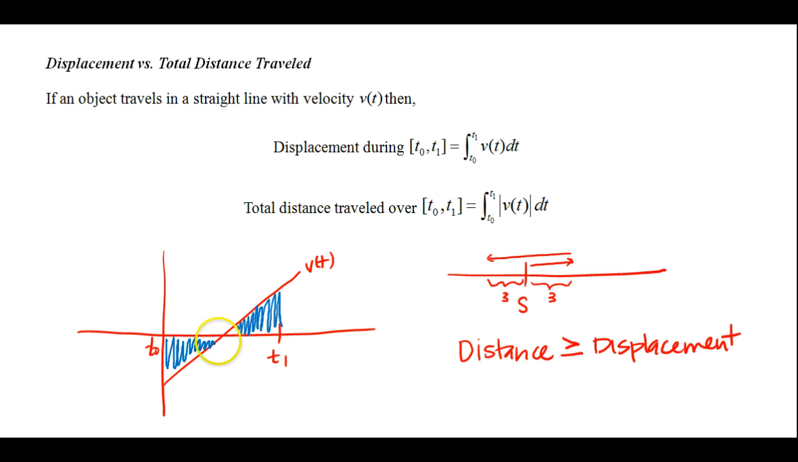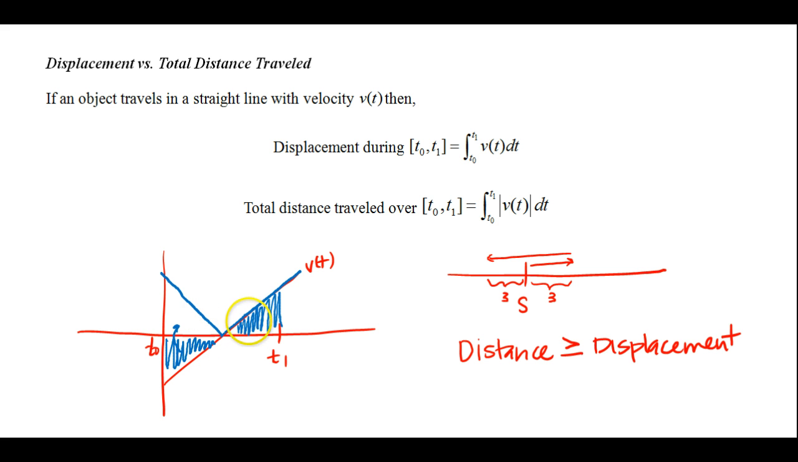So I travel to school and then I travel back home again. But if I'm considering total distance traveled, now what I need to do is look at the absolute value of the function. So v of t here is the red function, but the absolute value of v of t means that I take any portion of the graph that's below the x-axis and make it positive by reflecting it over the x-axis. So this line down here moves up, and then this portion of the graph stays the same.